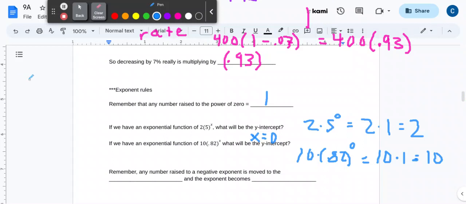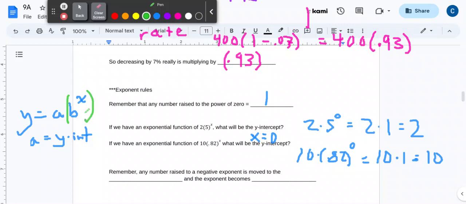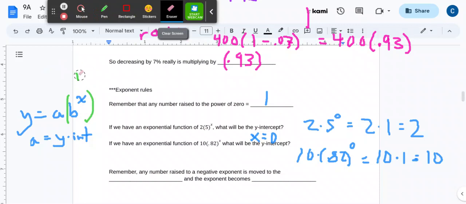All right. So in an exponential function, when we have y equals a times b to the x power, the a value is going to be your y-intercept. Because when you set x equal to 0, this thing here becomes 1. Then you have a times 1, which is a. So your a is just going to be your y-intercept.